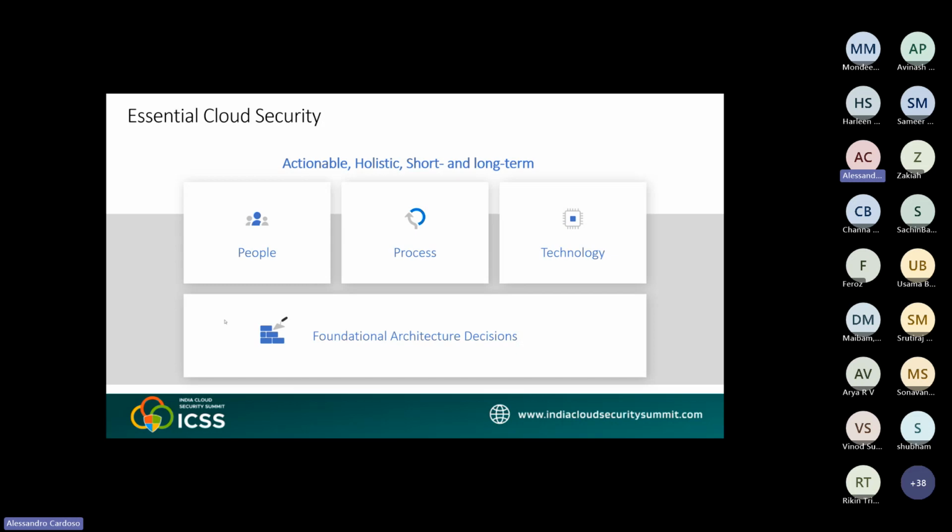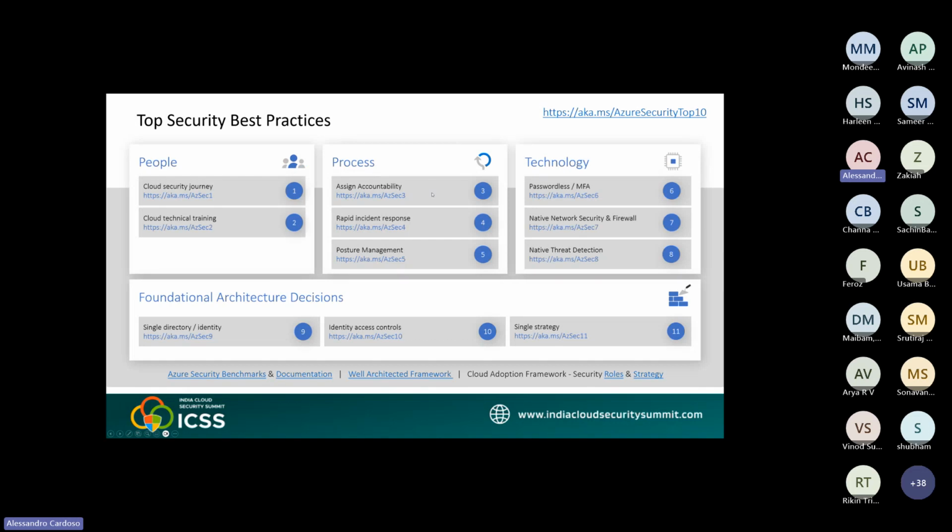I have another slide here that talks about the top 11 security best practices recommended. I'm not going to go through all of them because I'm not sure if I have time. But if we think about people, education is very important. You cannot assume that people have knowledge about every single one of the Azure services. I don't, and I doubt every one of us here would, as 250 services is too much.